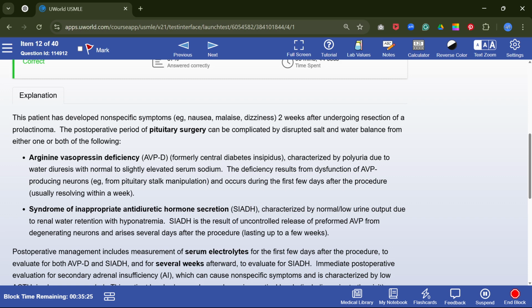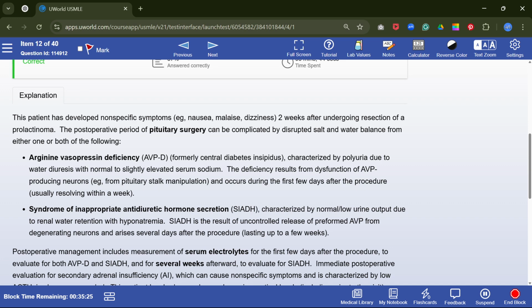The post-operative period of pituitary surgery can be complicated by disrupted salt and water balance from either one or both of the following: arginine vasopressin deficiency, formerly known as central diabetes insipidus, characterized by polyuria due to water diuresis with normal to slightly elevated serum sodium. The deficiency results from dysfunction of the AVP-producing neurons from the pituitary stalk manipulation and occurs during the first few days after the procedure, usually resolving within a week.